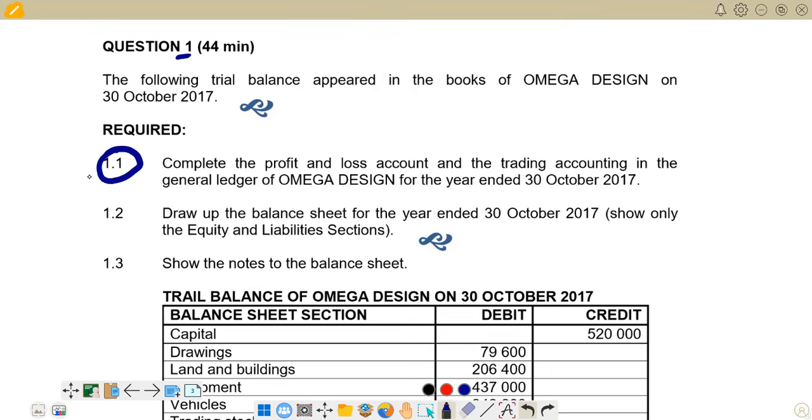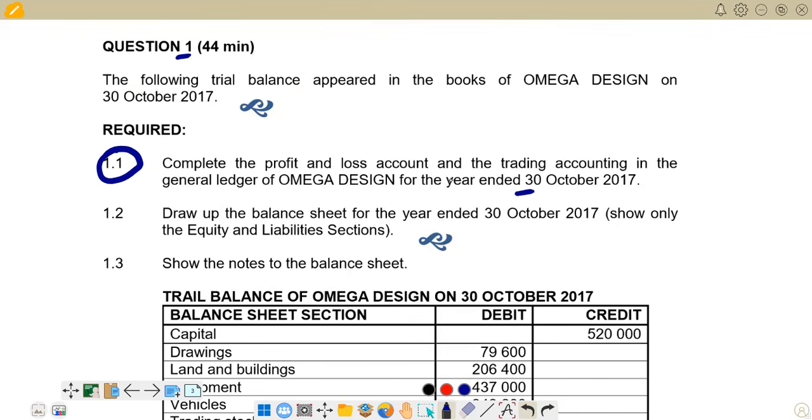On this question, the question reads that the following trial balance appeared in the books of Omega Design on 3rd October 2017. On the required part, we are to complete the profit and loss account and trading account in the general ledger of Omega Design for the year ended 3rd October 2017. Very important to take note. It's also important to take note where the year is ending.